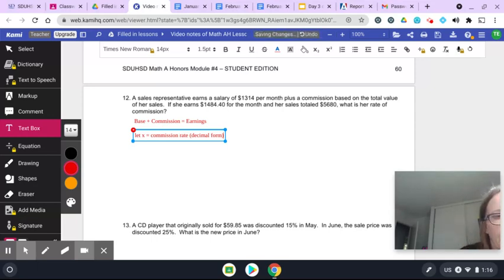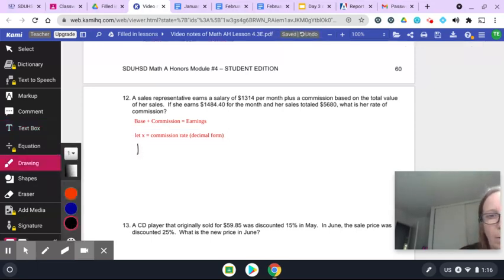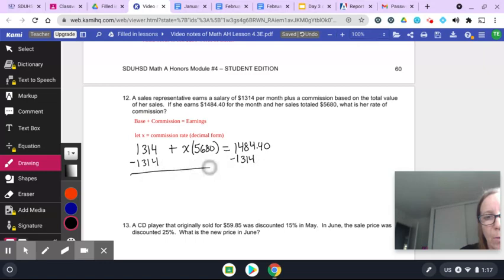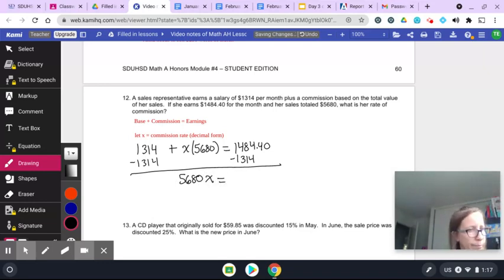All right, so she makes her base pay. We have that as $1,314. Then she makes a commission rate, I don't know what it is, of her sales of $5,680. And that ended up with her earnings of $1,484.40. Okay, so I'm going to subtract 1,314 to figure out what she made in her commission. So some percent of her sales comes out to, let's see, the total of what she made in her commission.